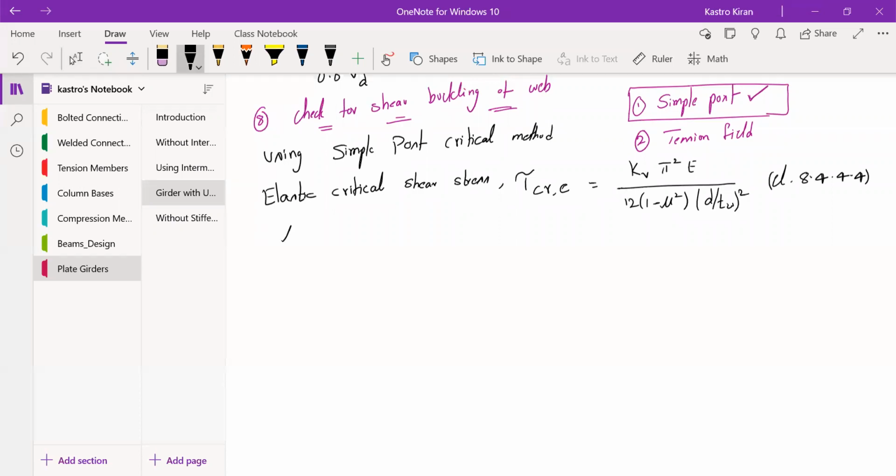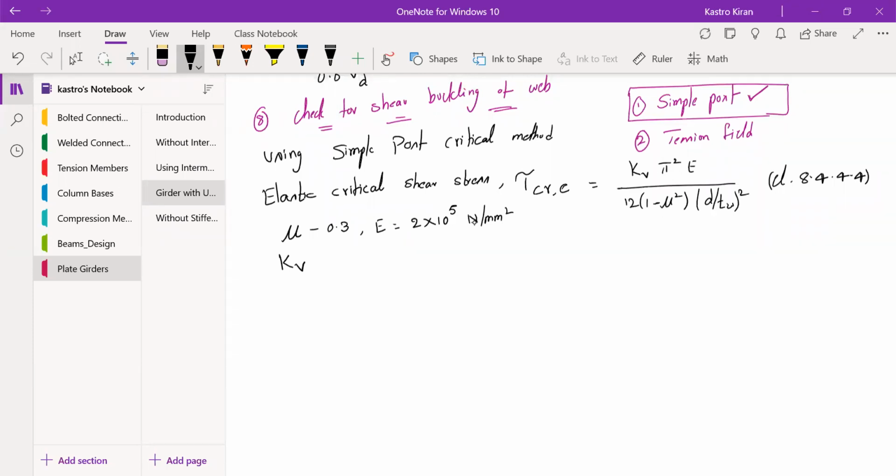First let's write the Poisson's ratio value, which is always 0.3. And here the Young's modulus of steel is fixed, which is 2 into 10 power 5 newtons per mm square, or megapascals. So this is the Young's modulus of steel. Now you need to find out the value of kV. If you refer to clause 8.4.4, they have very clearly mentioned the values of kV in 3 categories.